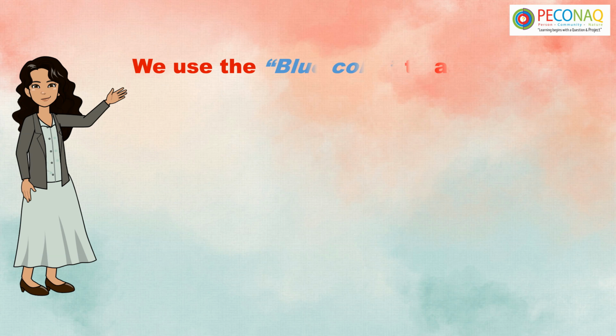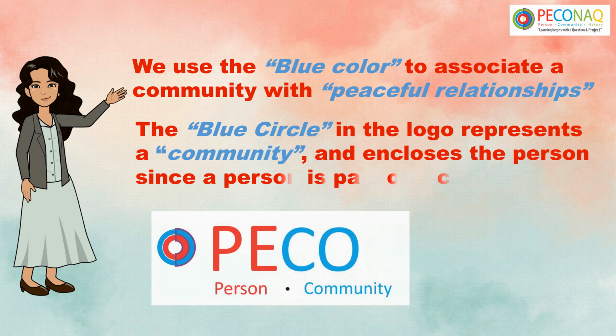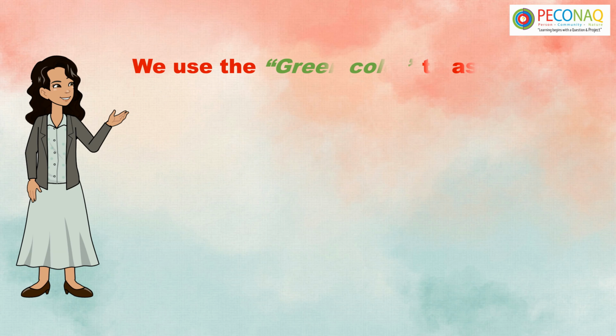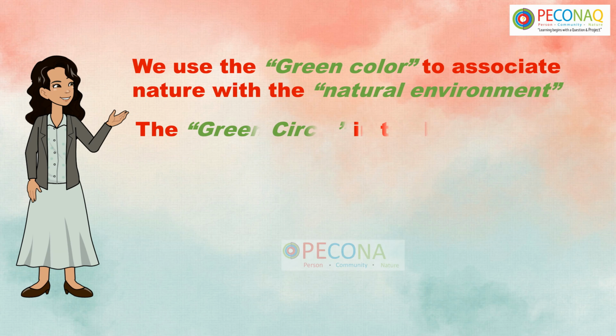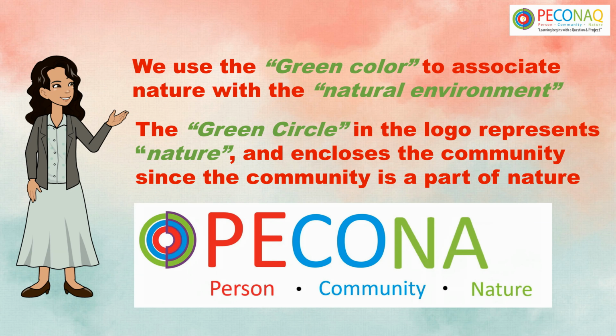We use the blue color to associate a community with peaceful relationships. The blue circle in the logo represents a community and encloses the person, since a person is part of a community. We use the green color to associate nature with a natural environment. The green circle in the logo represents nature and encloses the community, since the community is a part of nature.